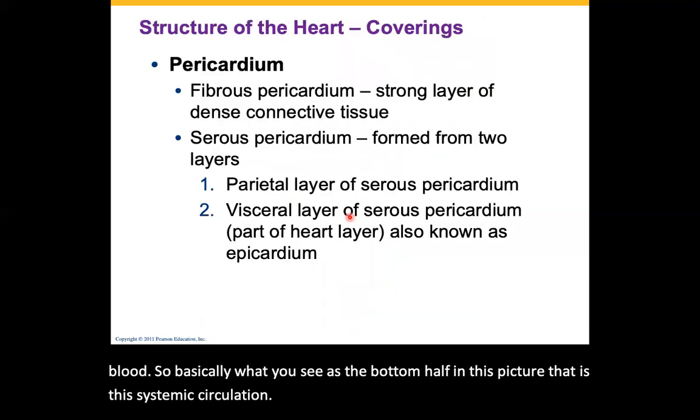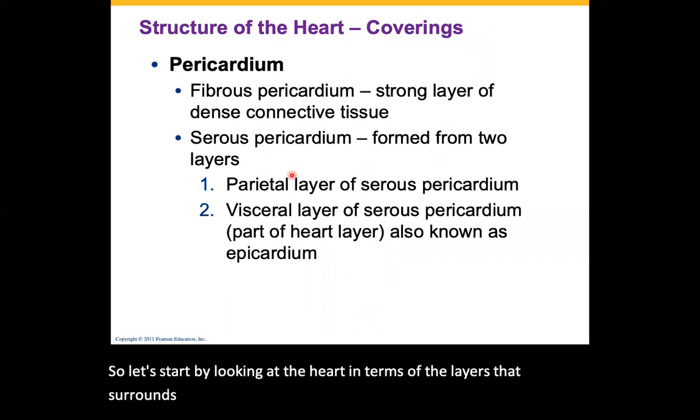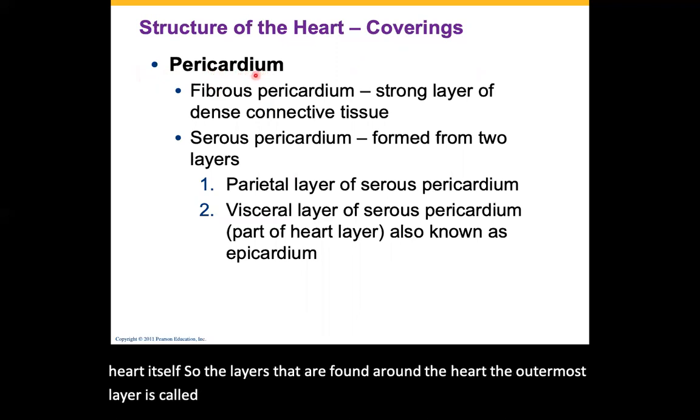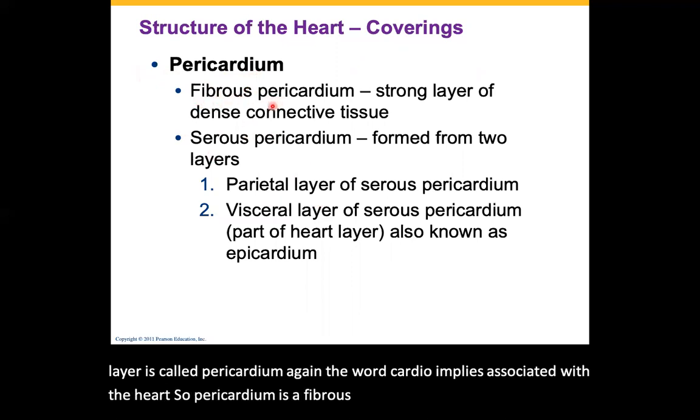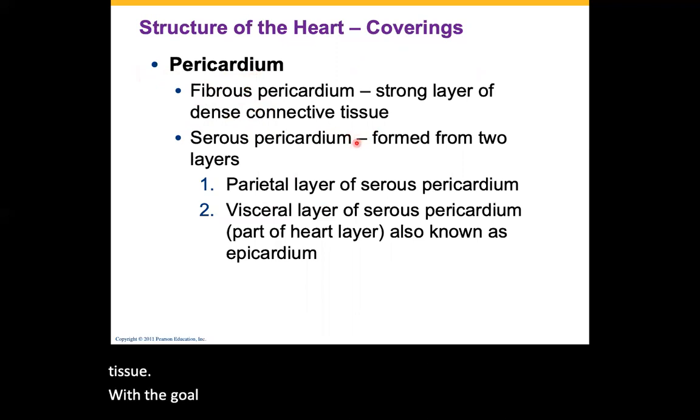So let's start by looking at the heart in terms of the layers that surround the heart for protection and the layers that form the heart itself. The outermost layer found around the heart is called the pericardium. Again, the word cardio implies associated with the heart. The fibrous pericardium is the outermost layer of the heart. It is made up of dense connective tissue with the goal of protecting the heart.